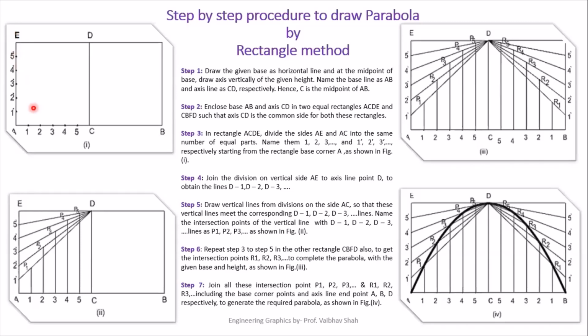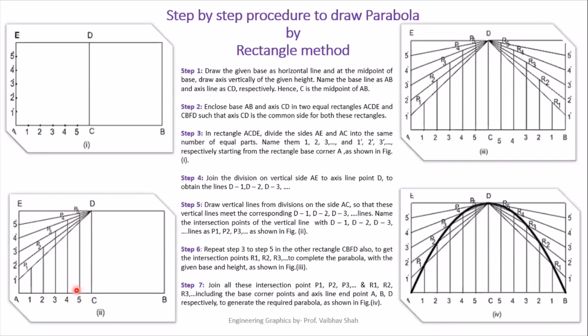Now after that we'll be drawing lines from 1 dash, 2 dash, 3 dash, 4 dash, 5 dash, connecting to point D, which is also the vertex point of your parabola. So let us connect straight lines 1 dash D, 2 dash D, 3 dash D, 4 dash D, 5 dash D. After connecting these lines, we'll be constructing vertical lines from each of the points. So from point number 5, we'll be drawing one vertical line which will intersect the line 5 dash D. We'll be drawing one vertical line which is parallel to your line CD.